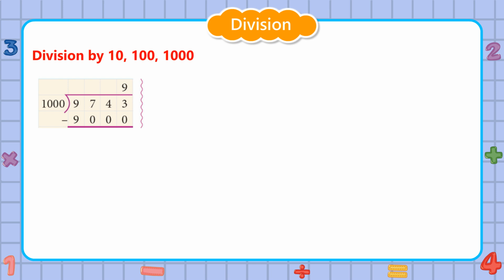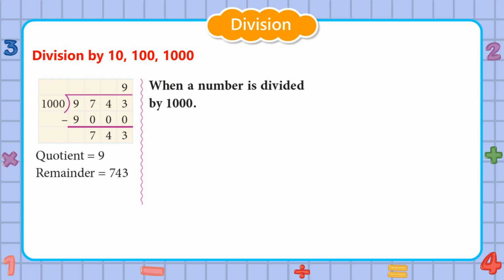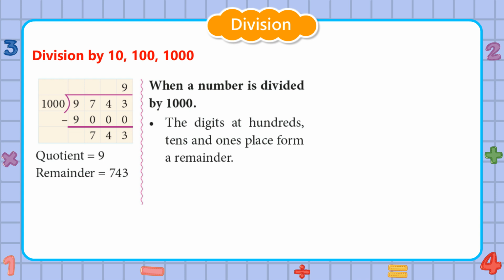1000 multiply 9 is 9000. 9743 minus 9000 is 743. So, quotient is equal to 9. Remainder is equal to 743. When a number is divided by 1000, the digits at hundreds, tens and ones place form a remainder. The remaining digits form a quotient.